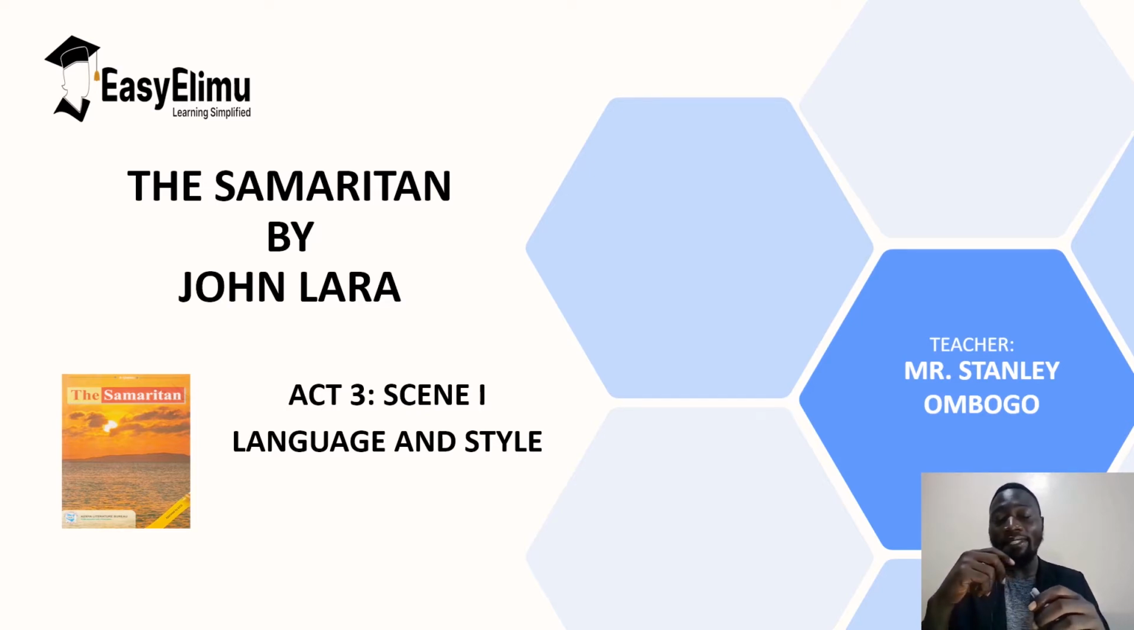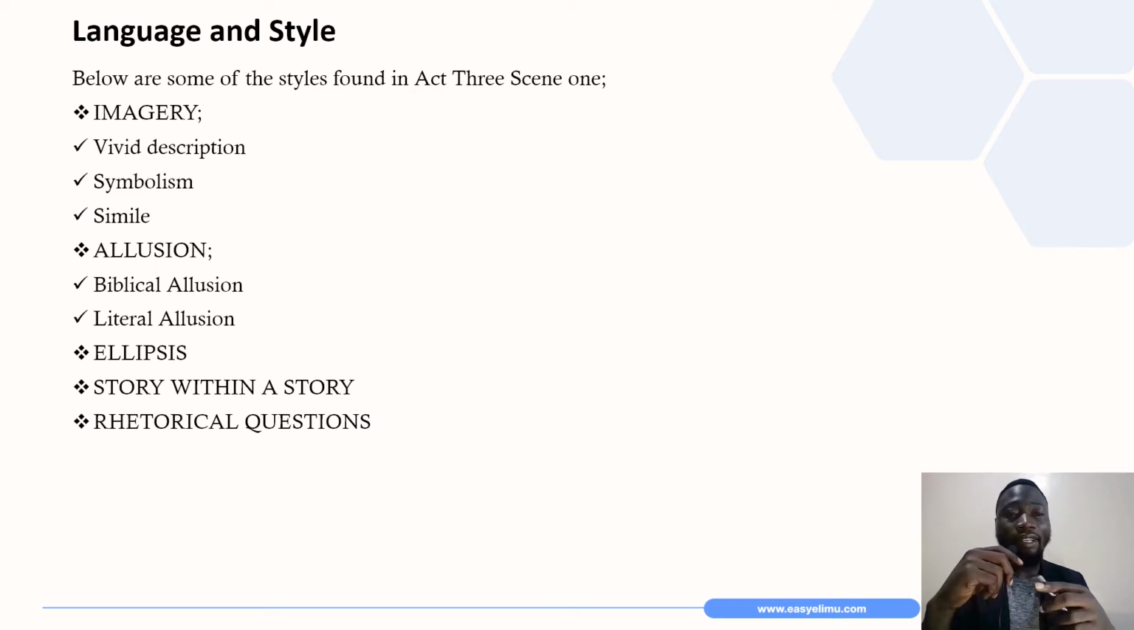So dear students, I want us to look at the language and style used in scene 1 of Act 3. Dear students, in this scene, we have quite a number of styles that have been used, and we are going to start by looking at imagery.